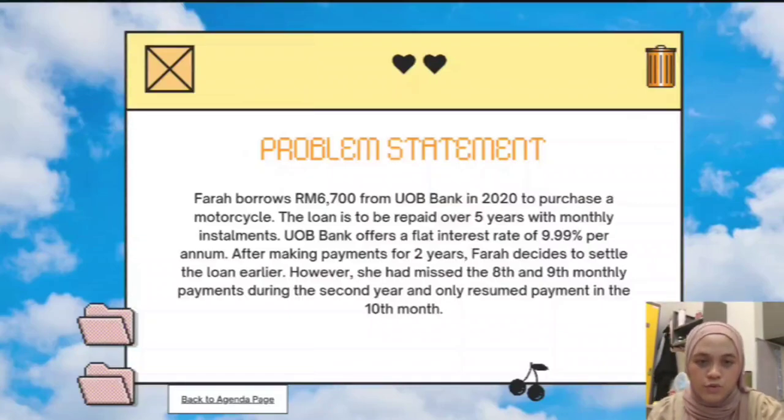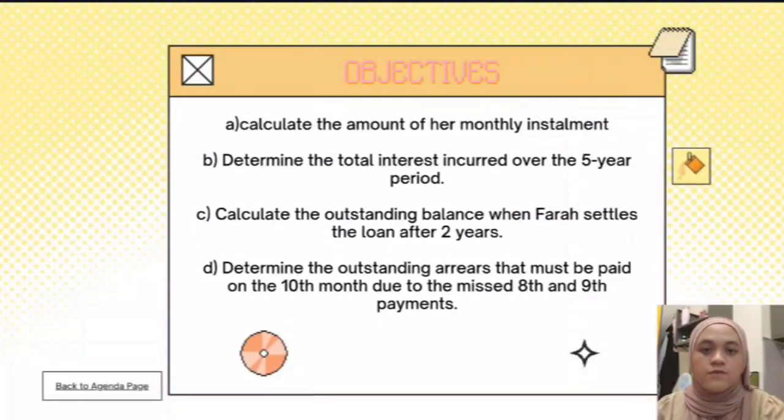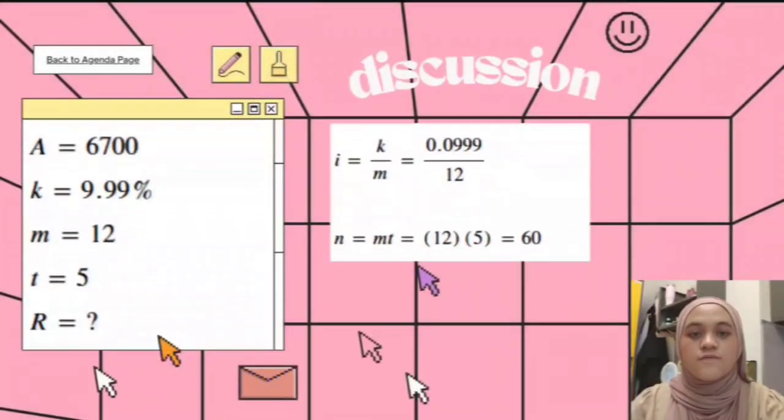After making payments for 2 years, Farah decided to settle the loan earlier. However, she had missed the 8th and 9th monthly payments during the second year and only resumed payment at the 10th month. The objectives for Chapter 4 are: A. Calculate the amount of her monthly installment. B. Determine the total interest incurred over the 5-year period. C. Calculate the outstanding balance when Farah settled the loan after 2 years. D. Determine the outstanding arrears that must be paid on the 10th month due to the missed 8th and 9th payments.